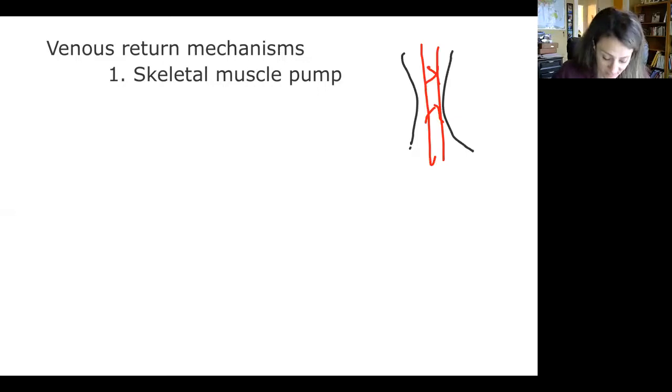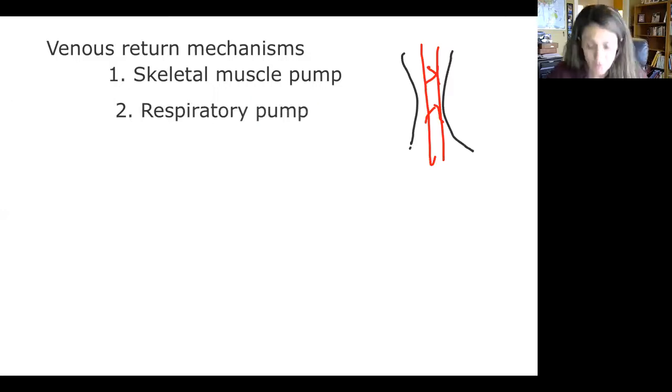Okay, second one is the respiratory pump. Respiratory pump works in a very similar way as a skeletal muscle pump, except it has to do with your breathing. As you're breathing, you're expanding and compressing your lungs, your thoracic cavity and your abdominal cavity. Anything that compresses is going to compress the veins.